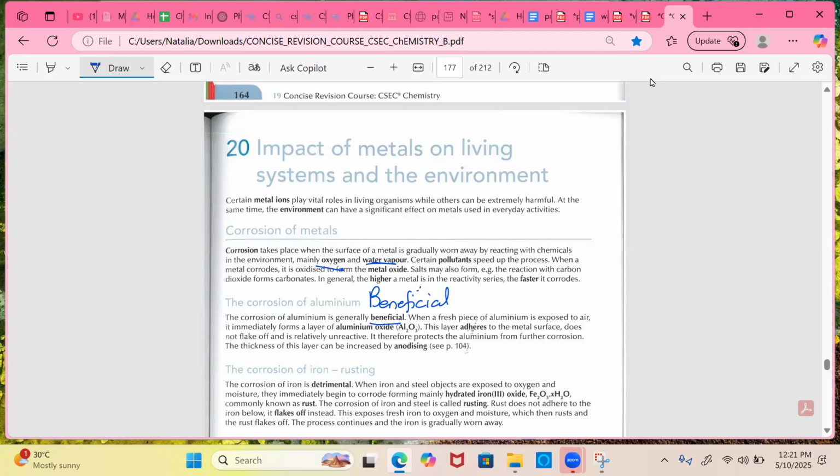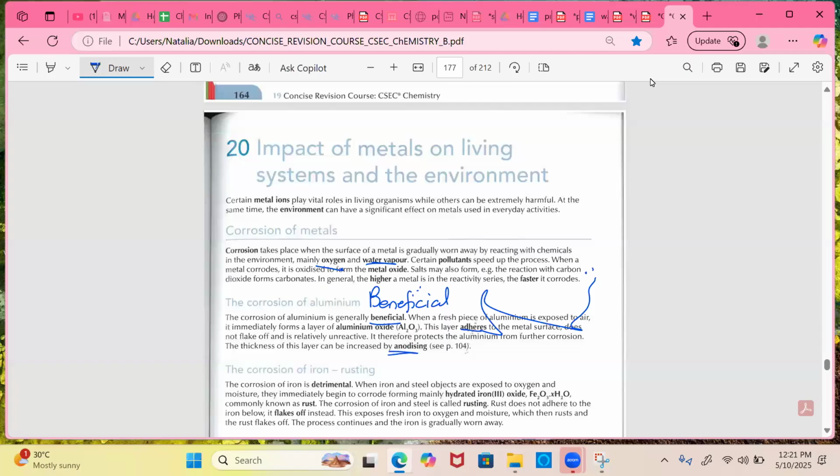So the corrosion of aluminum is called beneficial corrosion because when aluminum is exposed to air or oxygen, it forms aluminum oxide. Aluminum oxide adheres to the surface of the metal. Because it sticks to the surface, it prevents the metal from flaking off. So no more aluminum is exposed for corrosion to take place. Therefore the aluminum oxide protects it from further corrosion, right?